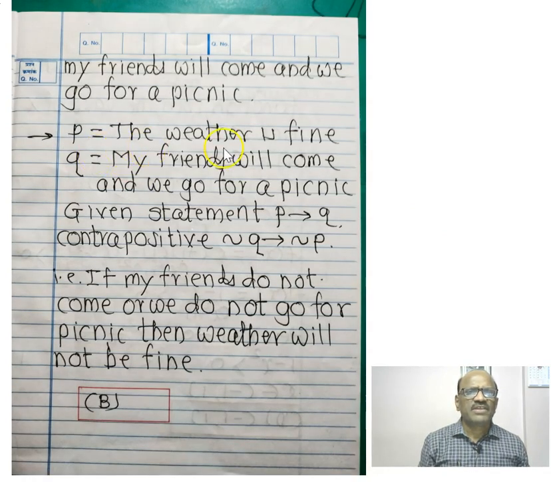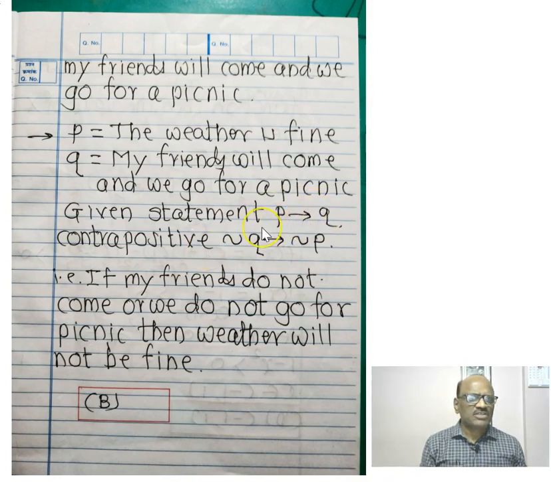P: the weather is fine. Q: my friend will come and we will go for a picnic. Therefore, the given statement is P implies Q. Then what is its contrapositive? Now, what does contrapositive mean? Negation of the converse. That is, P implies Q.